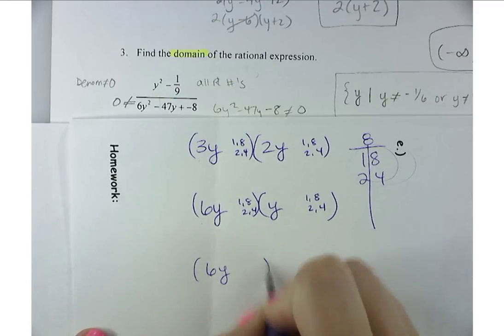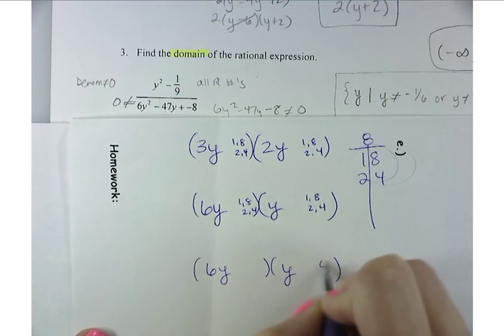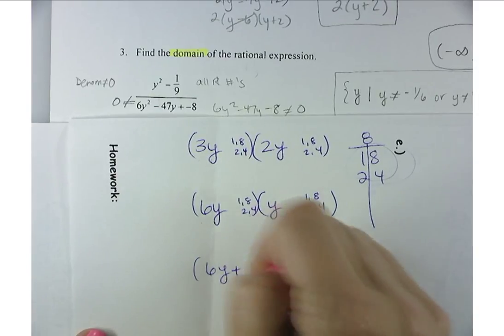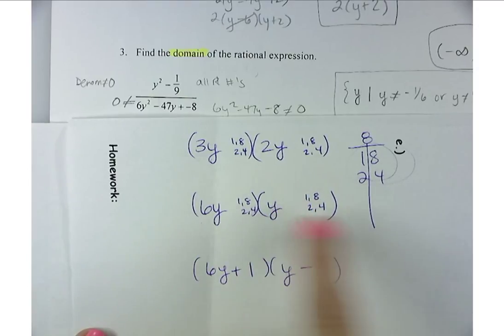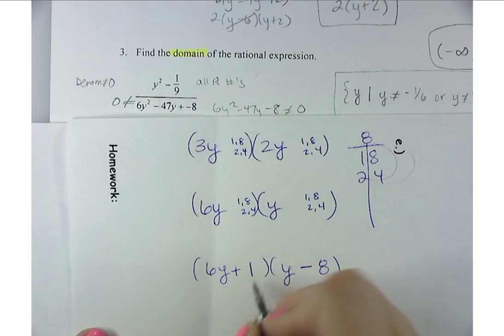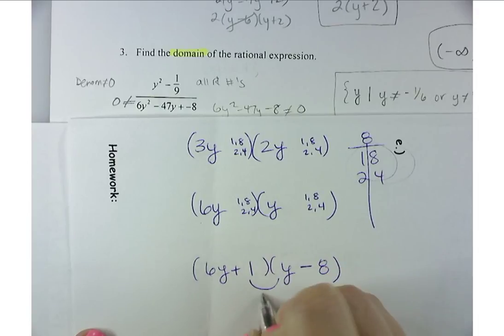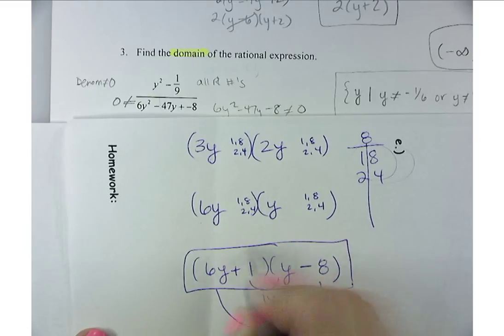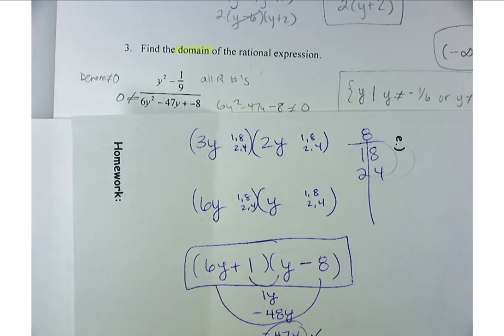So if I look at 6y and y, if I put negative 8 here, what would have to go next to it? A positive 1. And that's because 1 times negative 8 is negative 8. So let's check this. 1 times y is 1y. 6 times 8 is negative 48. Y minus 48 is negative 47y. Is that what I wanted? Yep. So when you're checking it, you're just using what method?